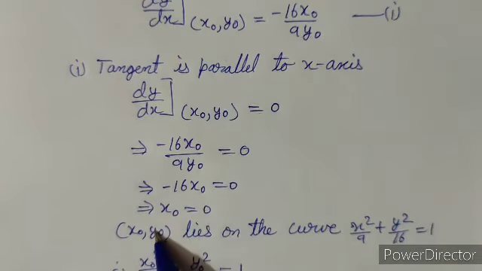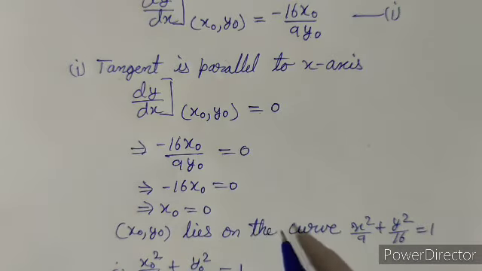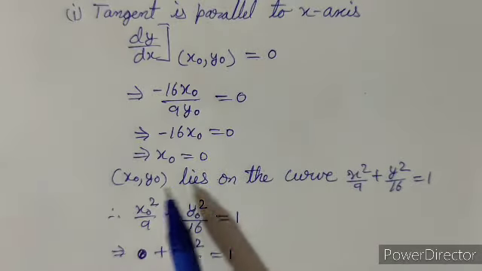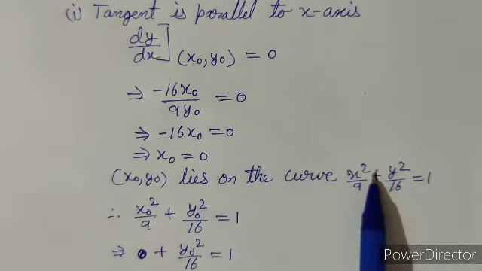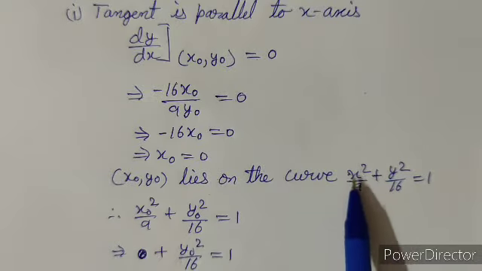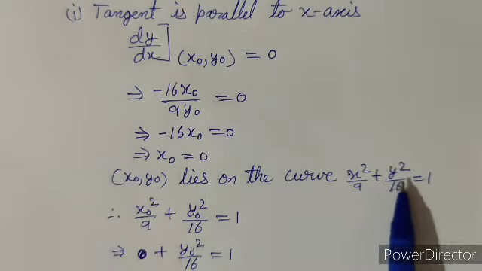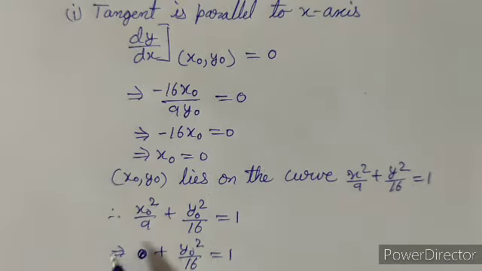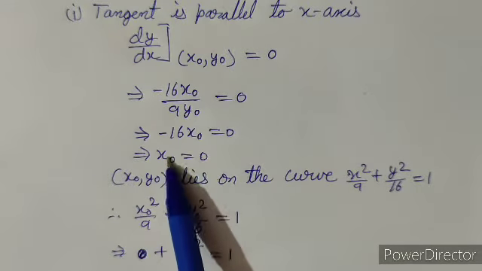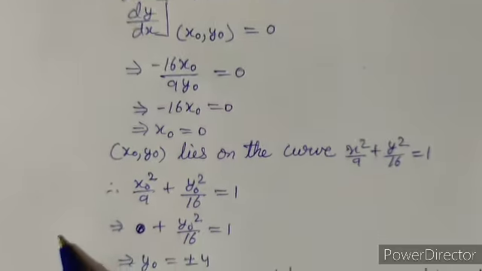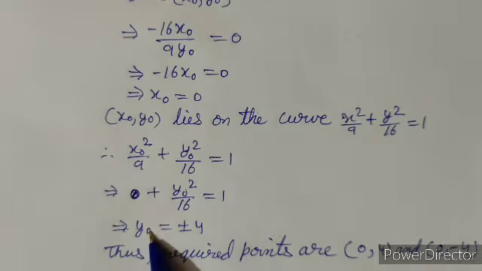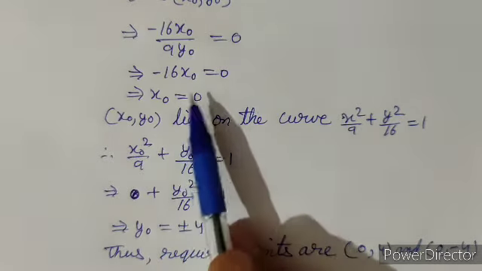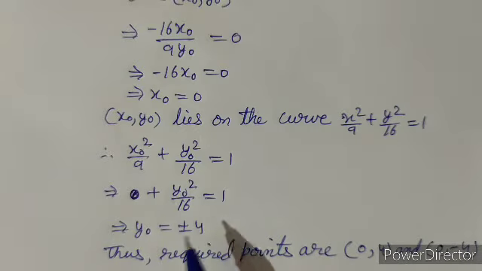Now x0, y0 is a point on the curve x square upon 9 plus y square upon 16 equal to 1. That means this x0, y0 will satisfy the equation of the curve, or we can say x0 square upon 9 plus y0 square upon 16 will be equal to 1. Now as x0 was 0, on putting the value of x0, we will get the value of y0 as plus minus 4. Thus the required points are (0, 4) or (0, minus 4).